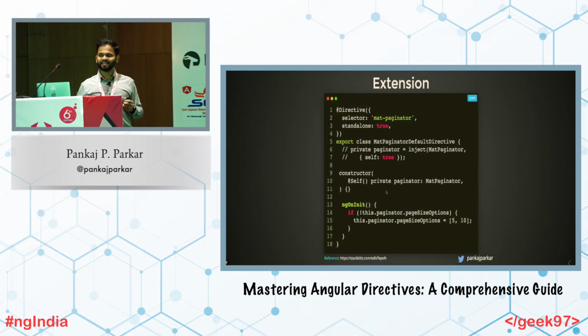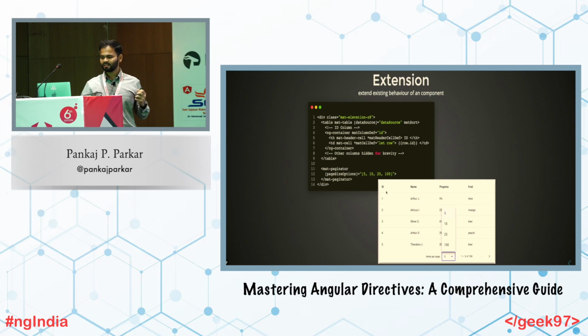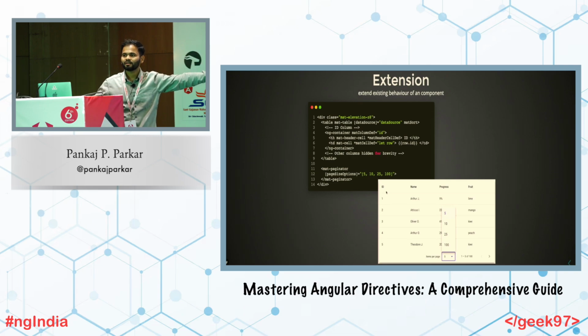What you can do is, in this case, if you look at line number 12 in the HTML, I have defined a page size option as 5, 10, 25, okay. This mat table and mat paginator are used along with each other on 20 different pages, and I want to make sure each time the mat paginator has some default options.